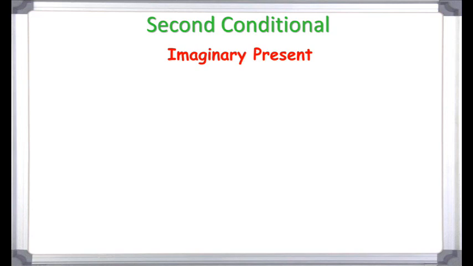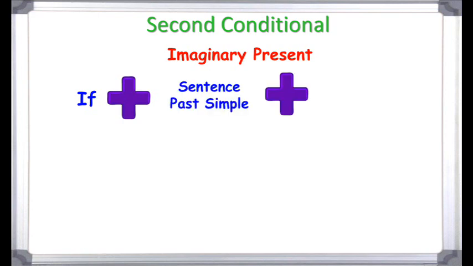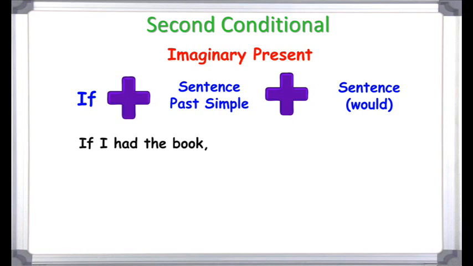Okay. Now the next part, next conditional, second conditional. Second conditional is about imaginary situations, right? And reality in the present. In this case, the structure is going to be if and the next sentence in past simple and the main sentence would. Usually would, right? Would. So, for example, it says, if I had the book, I would study.